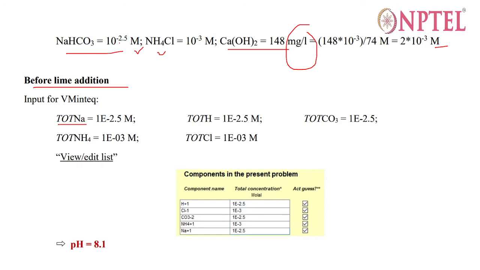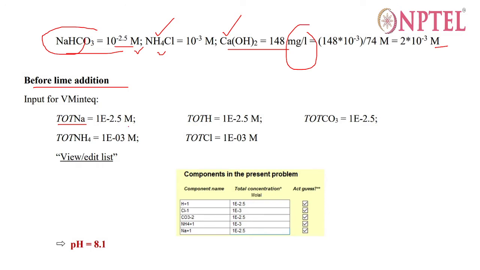This is nothing but 10 to the power minus 2.5 because there is no other sodium source, right? This is not giving sodium, this is not giving sodium, only this is the source of sodium. So how much will it give? Obviously 10 to the power minus 2.5, that's what it has. It cannot give beyond this amount, right?